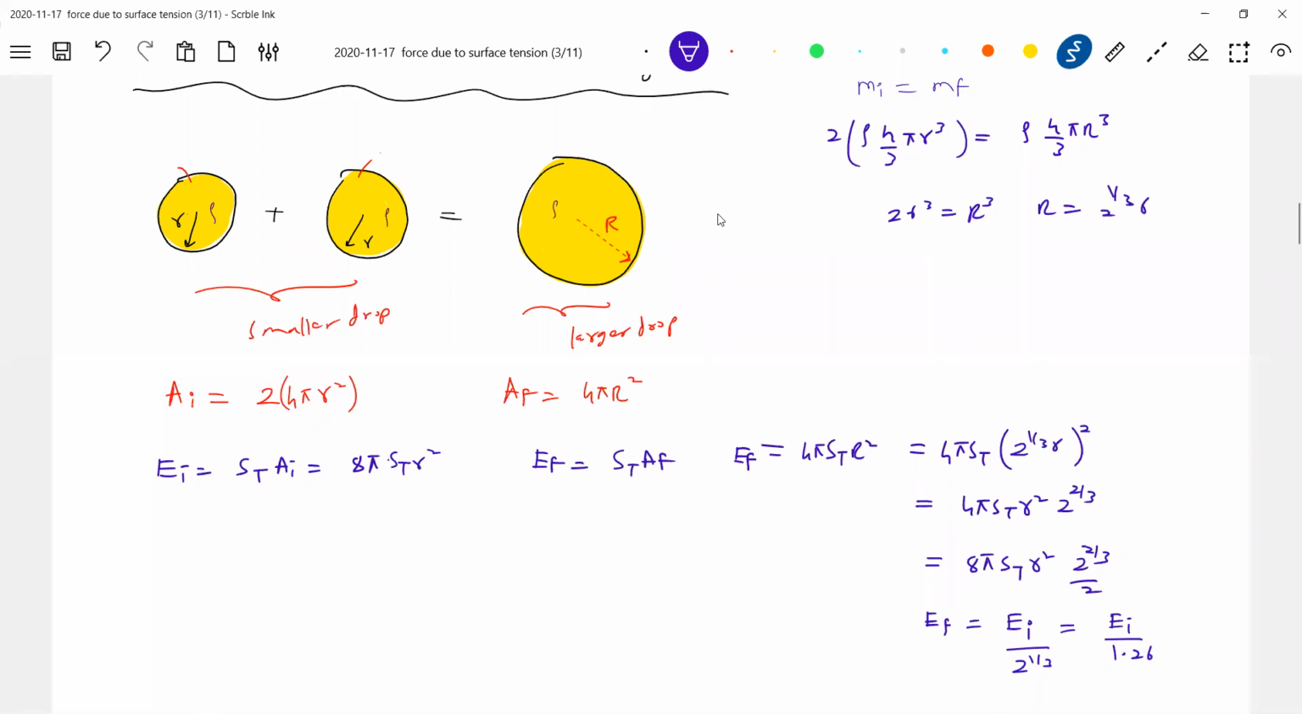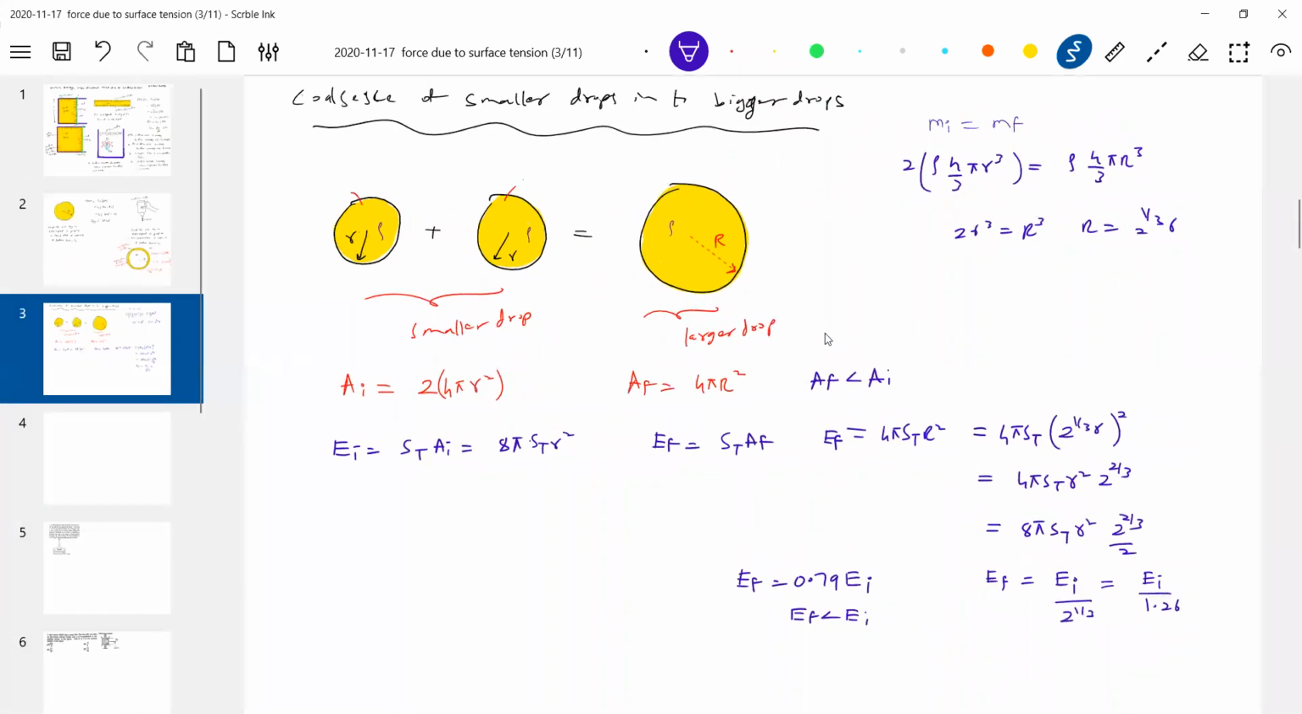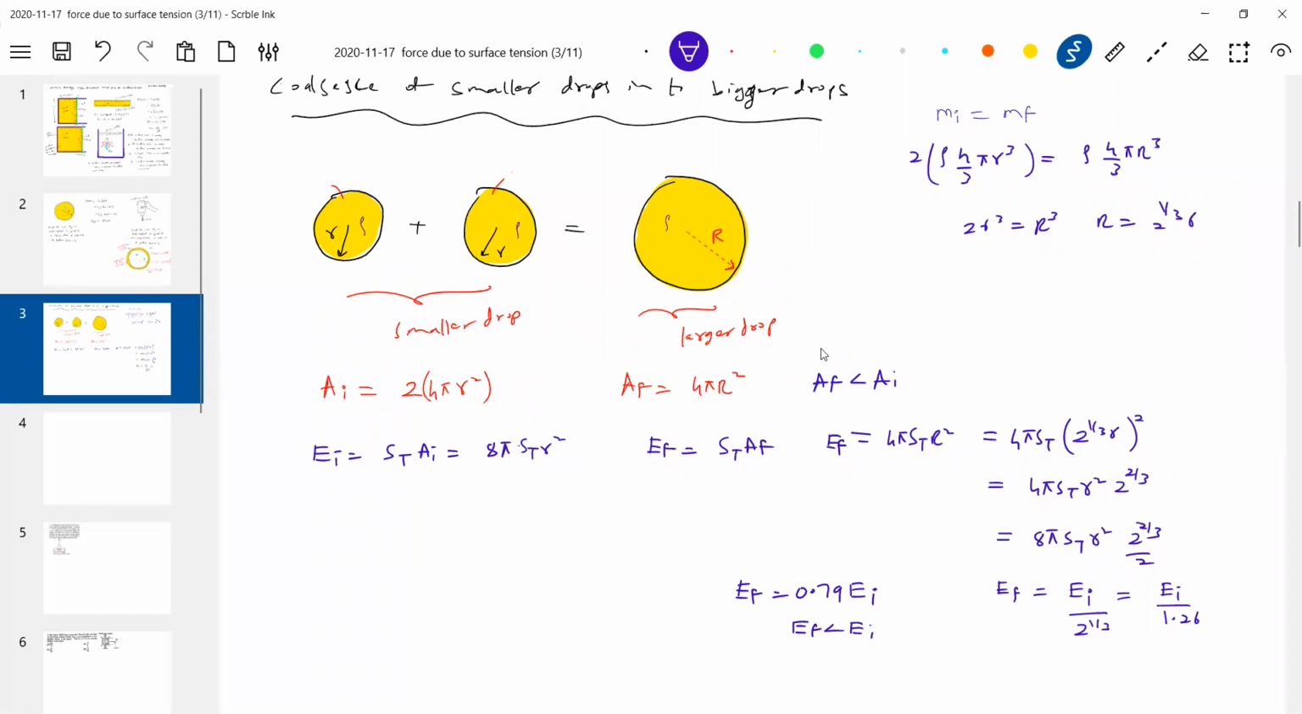0.79, sir. Okay, now we have very good data. 0.79, EI. EF less than EI. Same thing happens. AF will be less than EI. Now, when two smaller drops coalesce to form a bigger drop, what will happen to surface area? Decreases. You look at AF. AF will be less than AI.